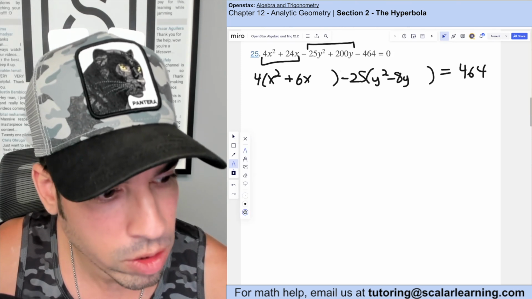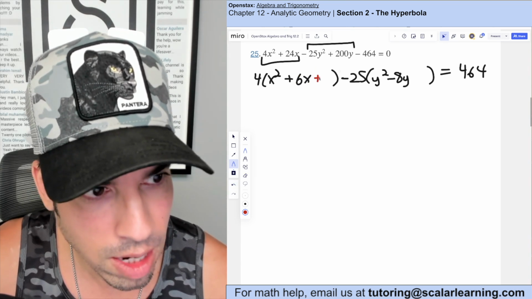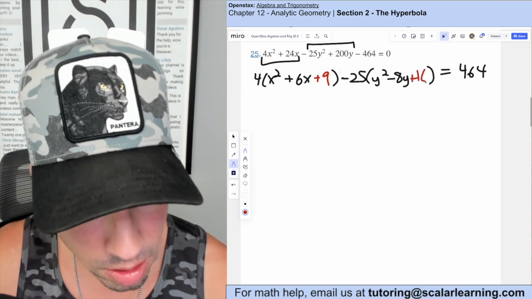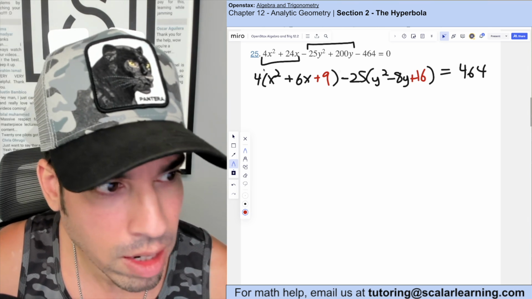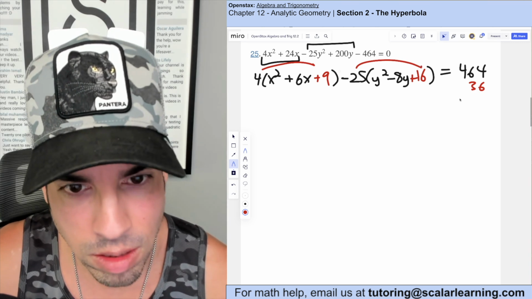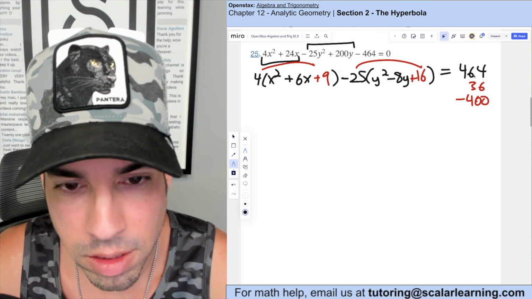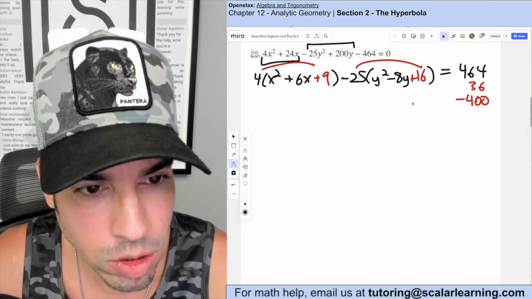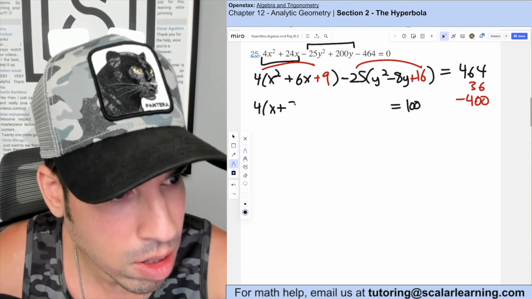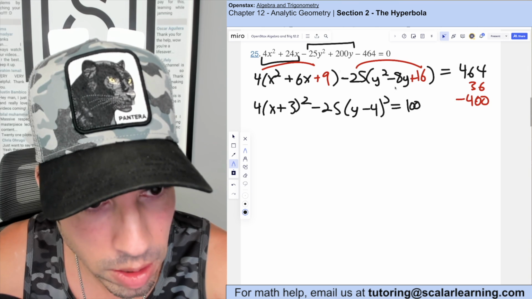Okay, now we're going to complete the square. And I'm going to take half of that and square it, which is 3 squared, which is 9. Add it here. Half of the -8, which is -4 squared, which is 16. But then we also have to add it to the right-hand side. And remember, we're adding 4 times 9, which is 36, and -25 times 16, which is -400. Now, when we say -400 plus 464 is 64 plus 36 is 100. So we got 100 is equal to, and then let's factor these guys. That becomes x plus 3 squared. This becomes y minus 4 squared, right? That's what that factors to.